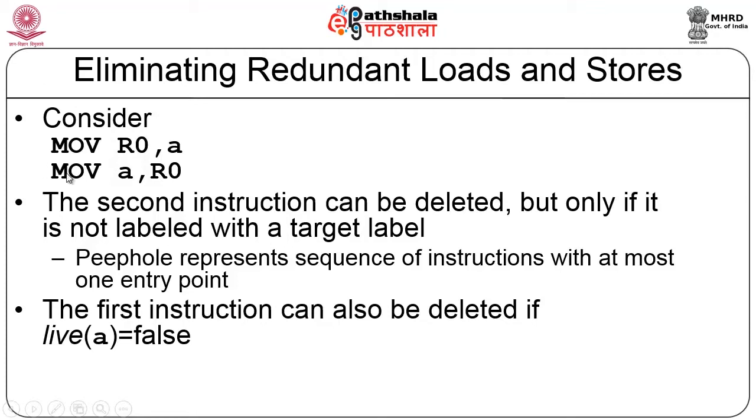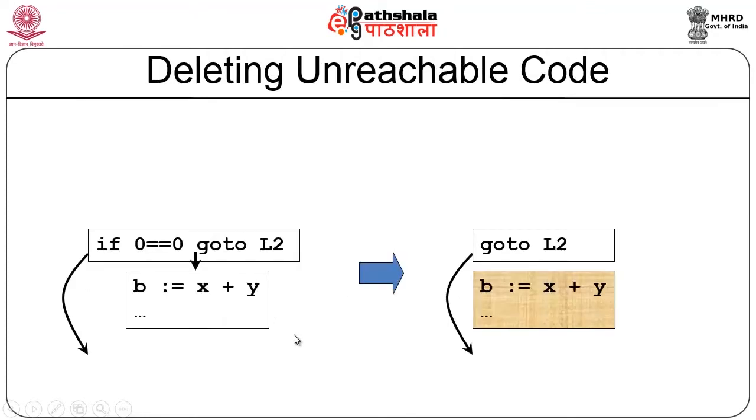Definitely you can get rid of these instructions if they are not the target of a conditional or unconditional jump, and we can also get rid of this if A is not going to be live later. Now, the second one is deleting unreachable code. For example, here this is done at the intermediate code level. So, for example, you have if 0 double equal to 0, go to L2.